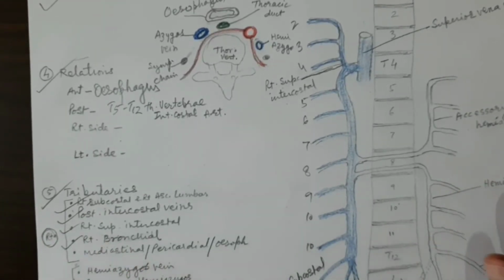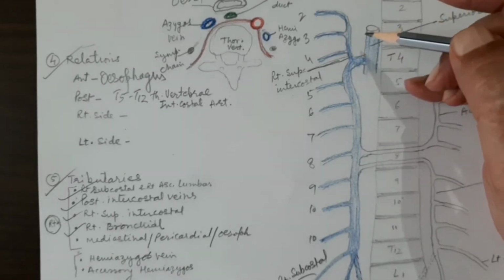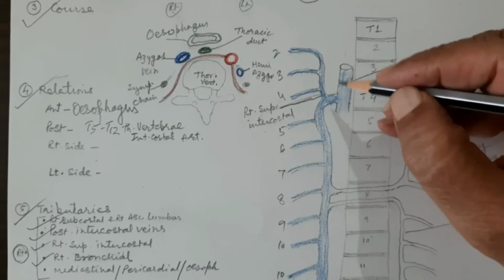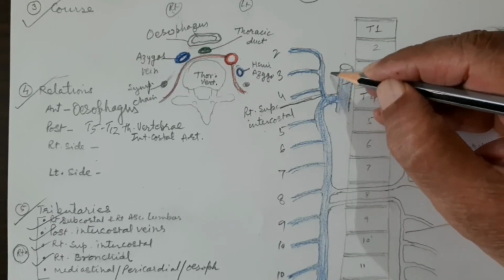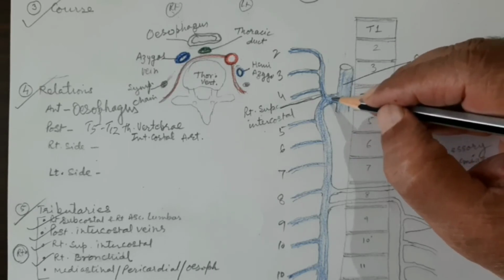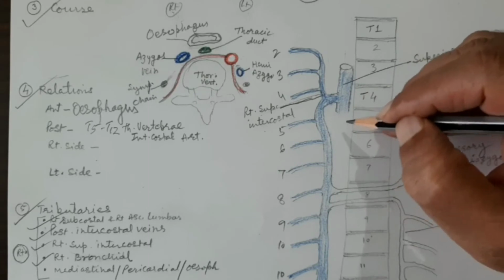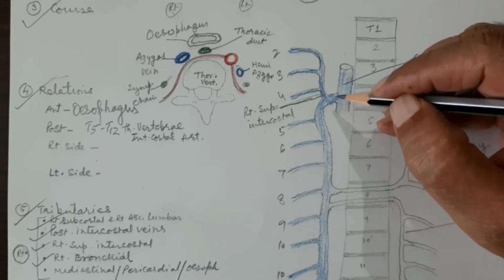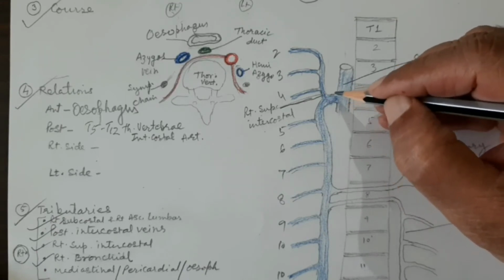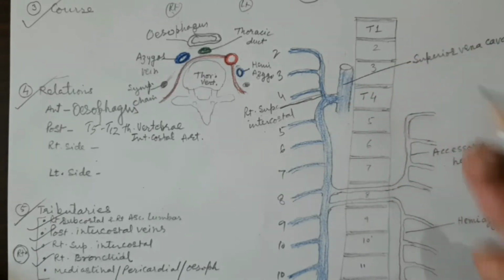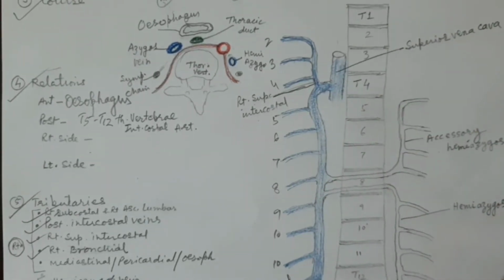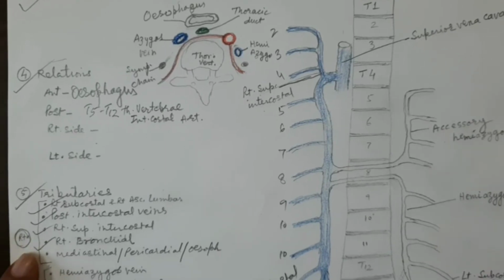Then coming to the next tributary, it is the right bronchial vein coming from the bronchial tree, from the root of the lung. The azygos vein is arching over the root of the right lung, and at that point the right bronchial vein will open into the azygos vein. So this is another tributary.